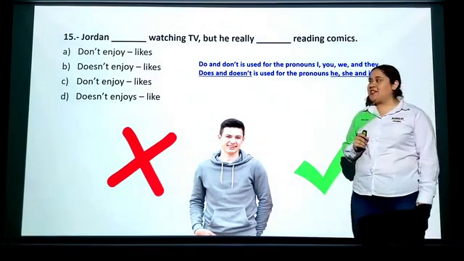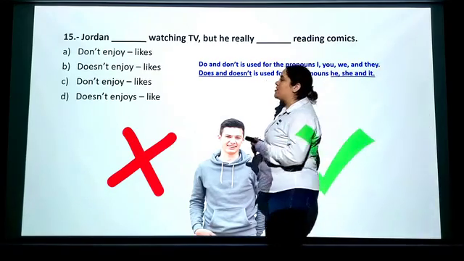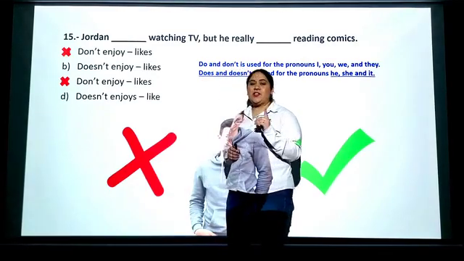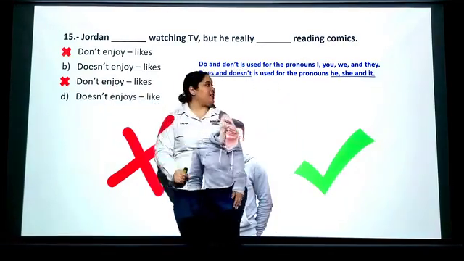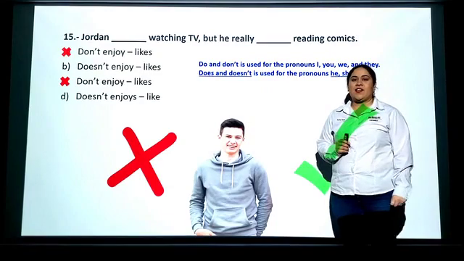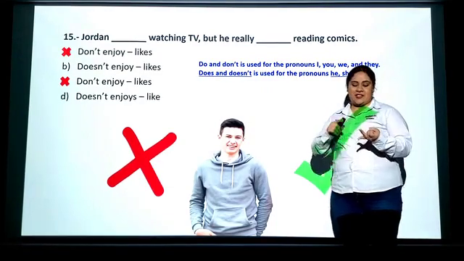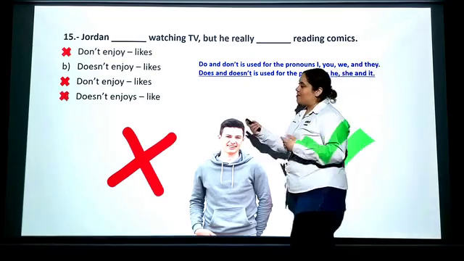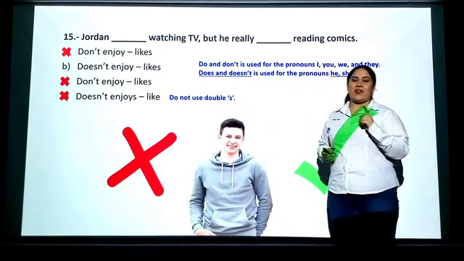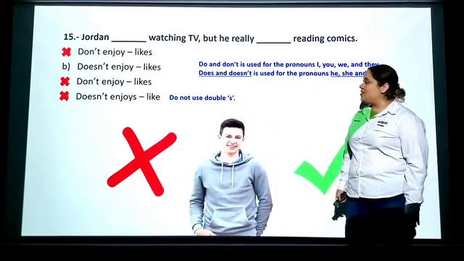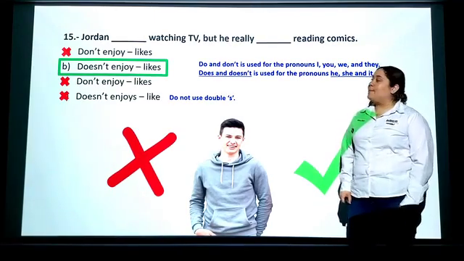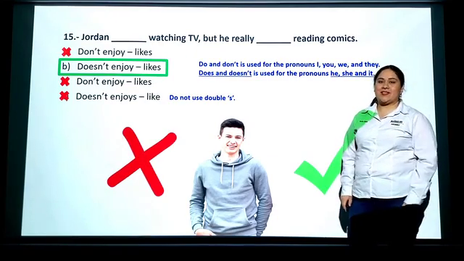If we pay attention to this info, then we are going to eliminate some options here, and those are A and C, because we just mentioned that don't is used exclusively for these pronouns. Now, we have two possible ones. I said, don't use double past tense, don't use double ing. Well, guess what? Don't use double present, okay? We never use double S. So, we're going to use D. Jordan doesn't enjoy watching TV, but he really likes reading comics.